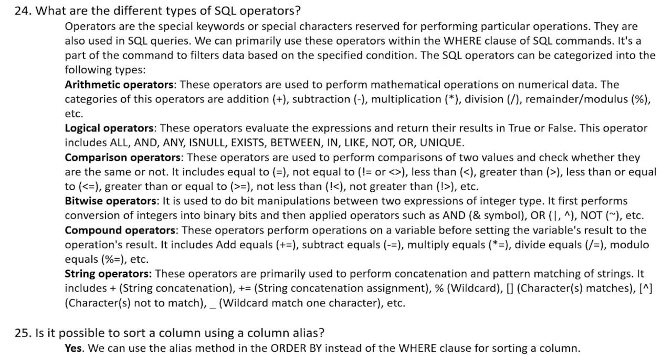Bitwise operators. It is used to do bit manipulations between two expressions of integer type. It first performs conversion of integers into binary bits and then applies operators such as AND (&), OR (|), NOT (~), etc. Compound operators. These operators perform operations on a variable before setting the variable's result to the operation's result. It includes add equals (+=), subtract equals (-=), multiply equals (*=), divide equals (/=), modulo equals (%=), etc.